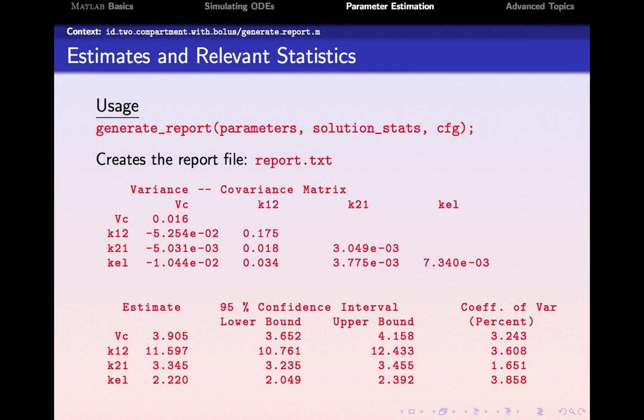And here I have the original values and the estimates. Next, I have the report.txt file. We have the variance covariance matrix. We have the parameter estimate, the lower bound, the upper bound, and then we have the coefficient of variation as a percent, so you have the percent CV.